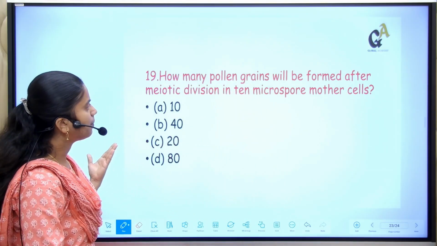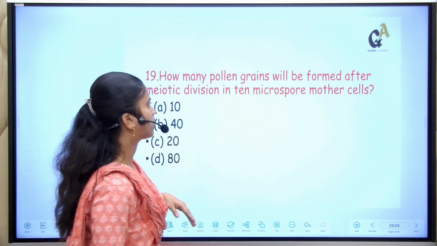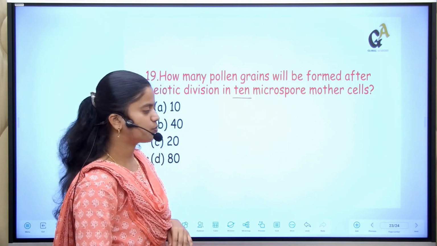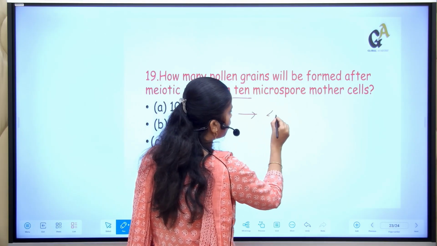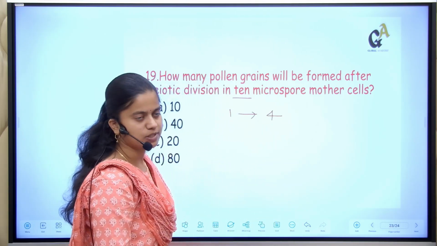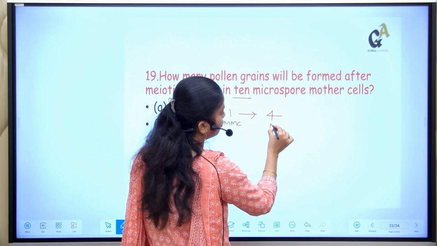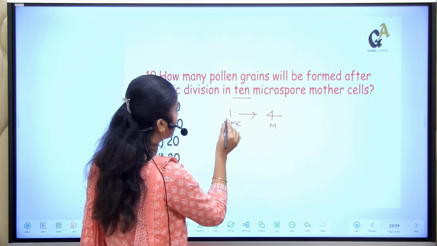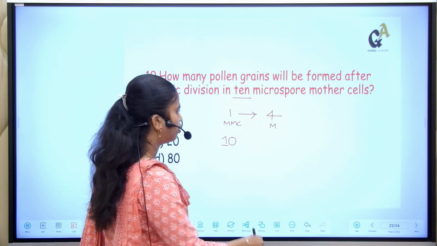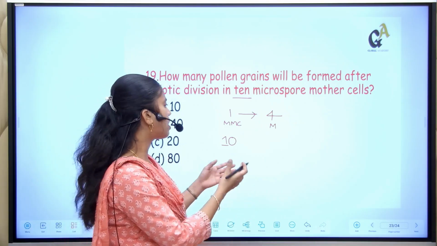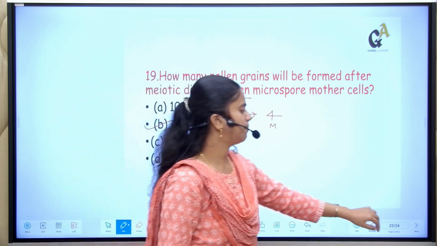Then how many pollen grains will be formed after meiotic division of 10 microspore mother cells? See the word 10 microspore mother cells. We know that 1 microspore mother cell is going to produce 4 haploid microspores. Likewise, they have asked how many the 10 microspore mother cells are going to produce. It is a simple calculation. Either you can cross multiply or you can say directly it is 40. So option B is the correct answer.